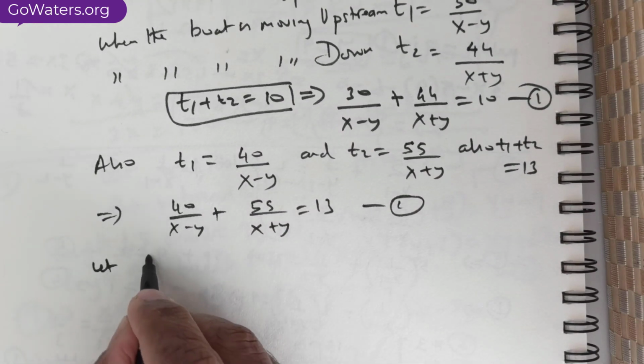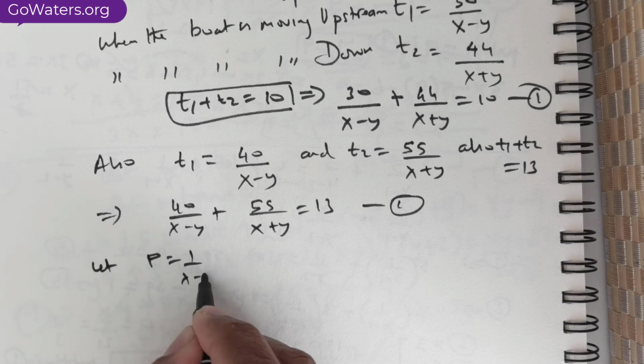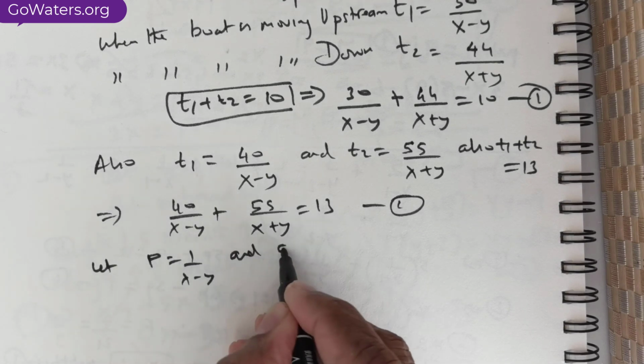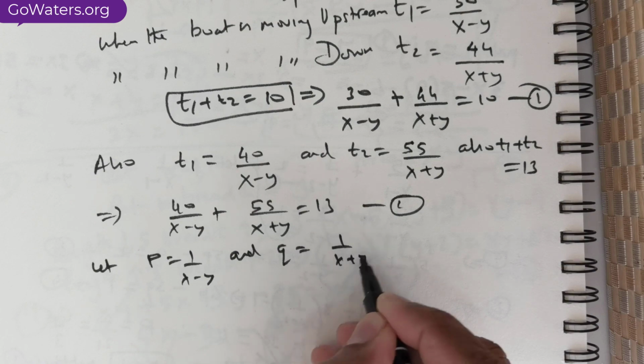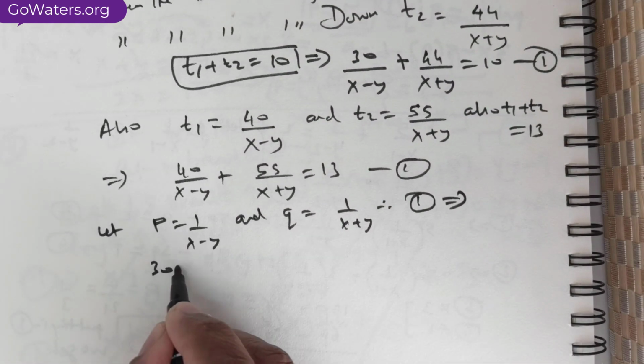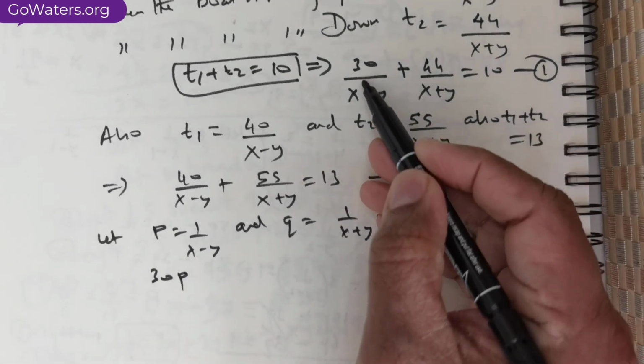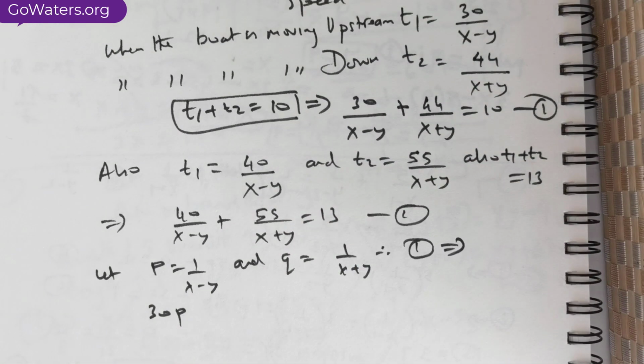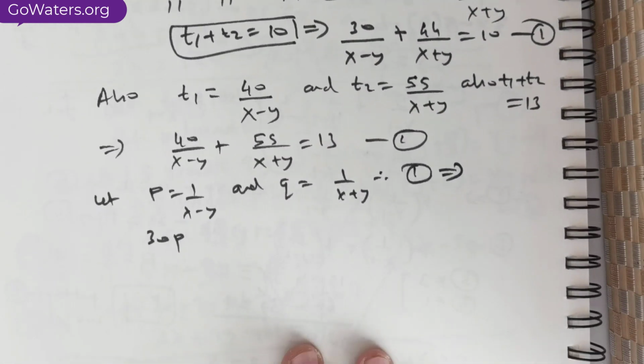Now let p be equal to 1 over x minus y and q be equal to 1 over x plus y. Therefore you can write system 1 as 30 times p in place of 1 over x minus y. I have explained this to you in the previous question.